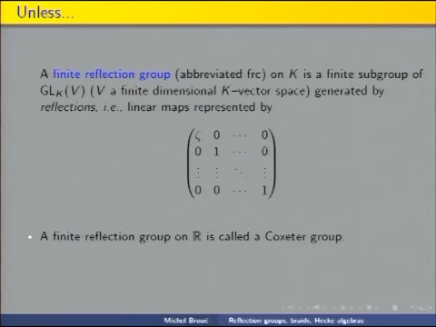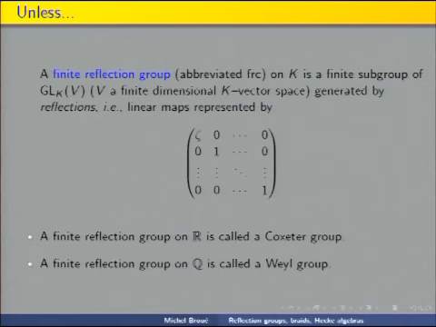So a finite reflection group defined on a vector space over R is called a Coxeter group, a finite Coxeter group. And a finite reflection group defined over Q is called a Weyl group. So when you speak of finite reflection group defined over a field K, say of characteristic 0, what you are talking about includes the finite Coxeter groups and the Weyl groups. Right?